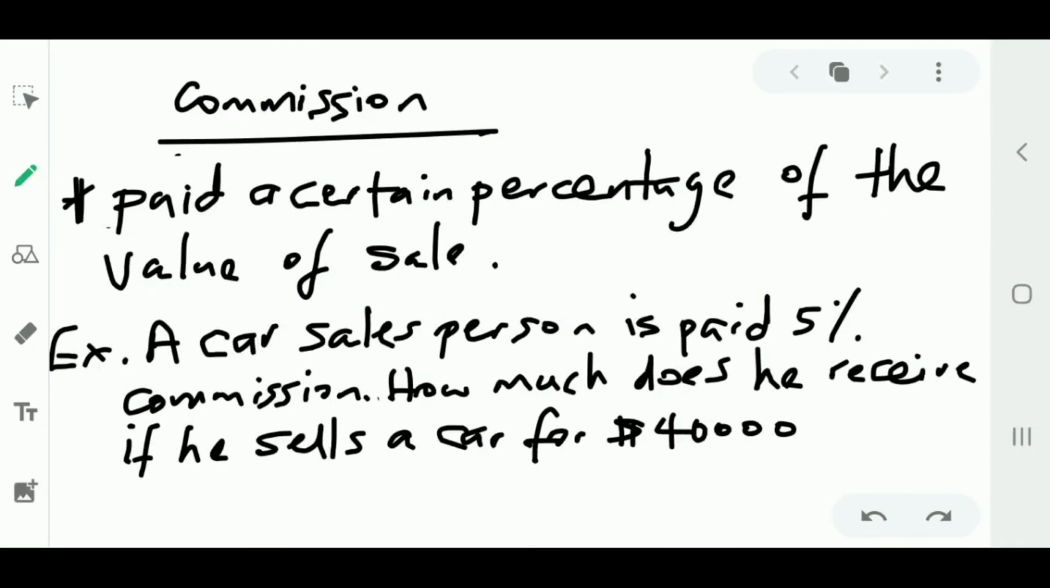So, paid a certain percentage of the value of sale. So usually, especially in the car dealership profession, you get a flat salary, but you also get a commission, which is a percentage of each sale of car added to your total amount you receive per month. So example here, a car salesperson is paid 5% commission. How much does he receive if he sells a car for $40,000?